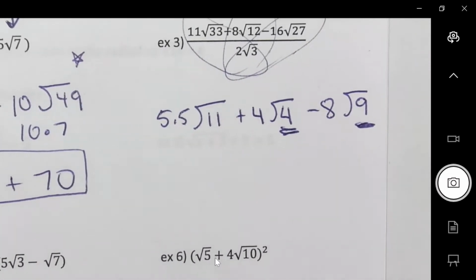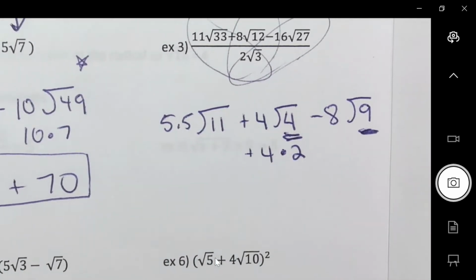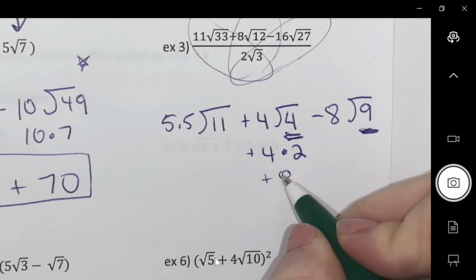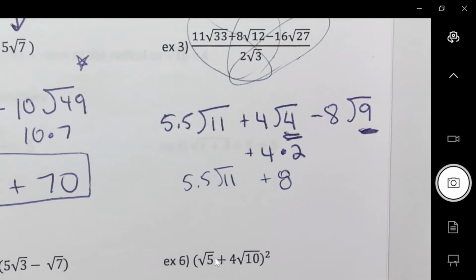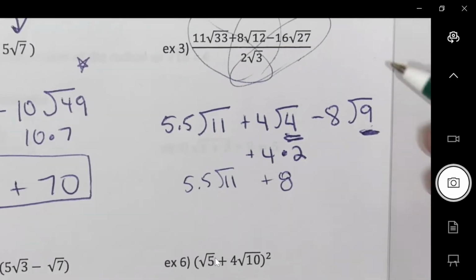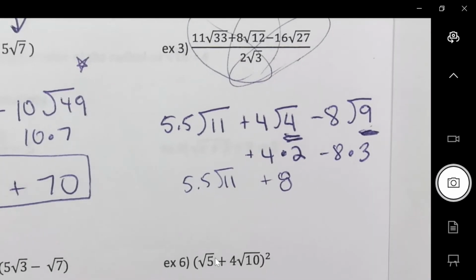Okay, you should notice that there's some square roots that we know. So root 4 is just 2. So that's a whole number 8. Now there's no radicals in it anymore. Root 9 is just a 3.